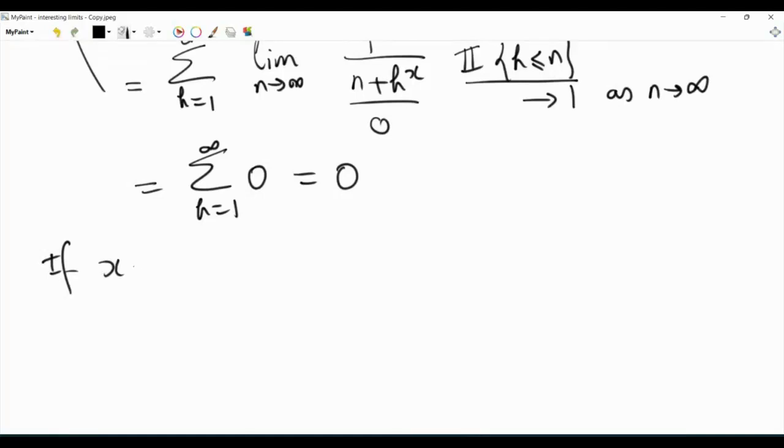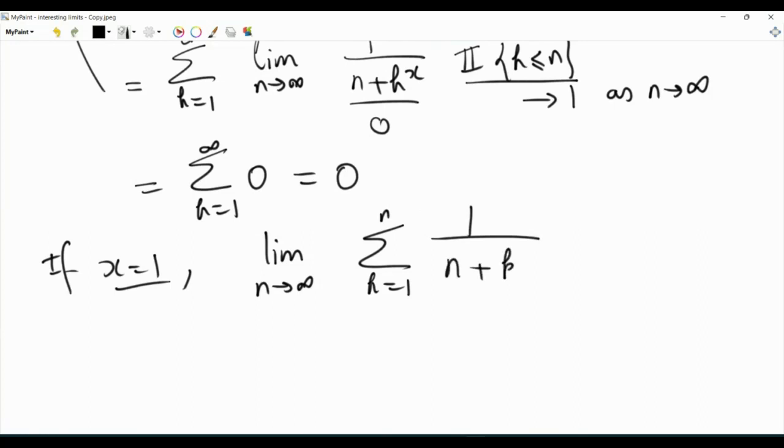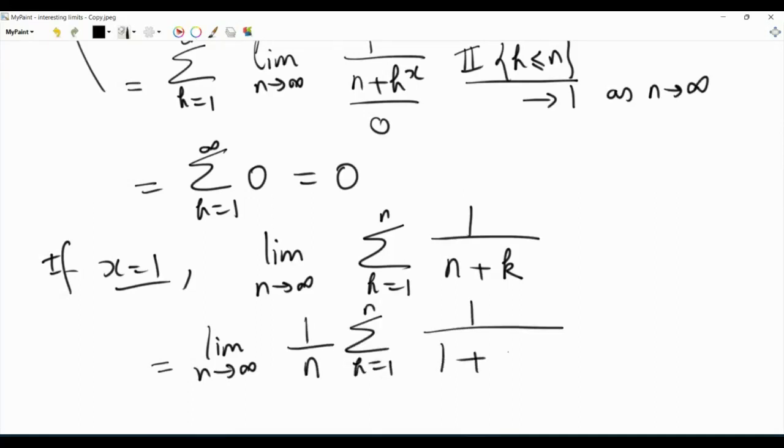If x is equal to 1, then our limit becomes limit n tends to infinity, summation k from 1 to n, 1 over (n plus k) to the x. Now it becomes k to the power 1. What we can do now is take n as a common factor. So this is limit n tends to infinity, 1 over n, summation k from 1 to n, and this will be 1 over (1 plus k over n).